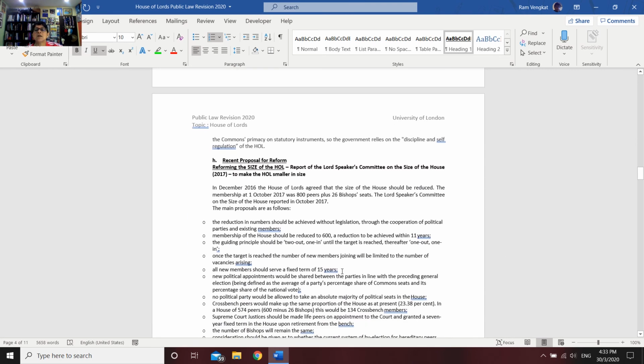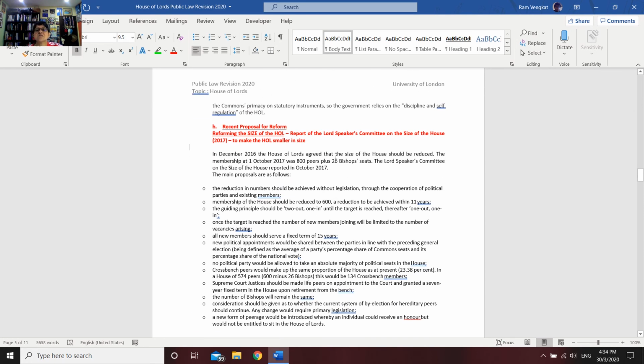The last proposal for reform under H is the report of the Lord Speaker in 2017. I'll put that in red as well so it's easy for you to see. And in 2017, the report of the Lord Speaker said the reform should focus on reducing the size of the House of Lords. So that reform has already been fairly successful, because in October 2017 there were 800 plus peers. As I said, today there are less than 800, so the number is slowly reducing.